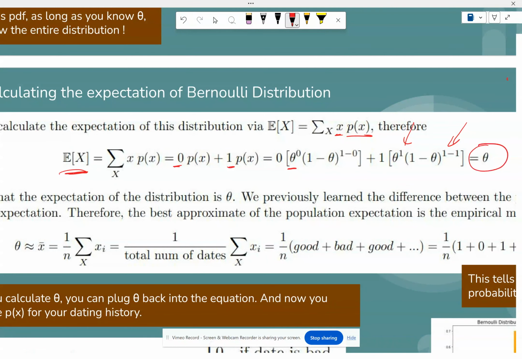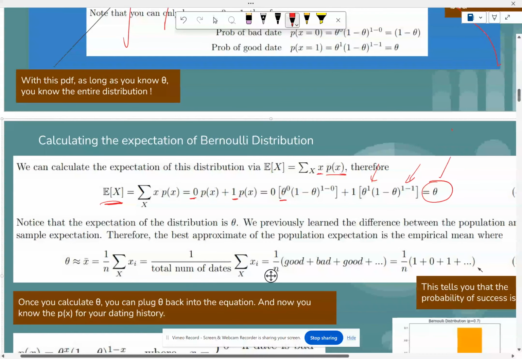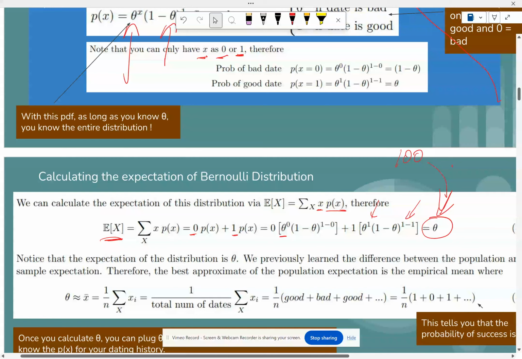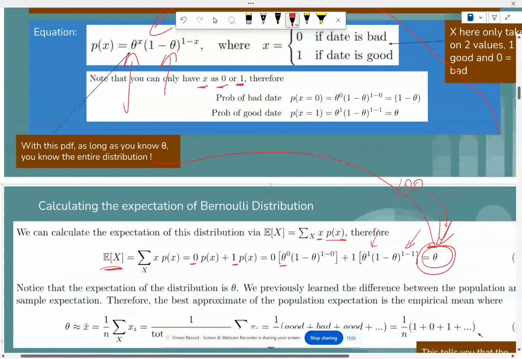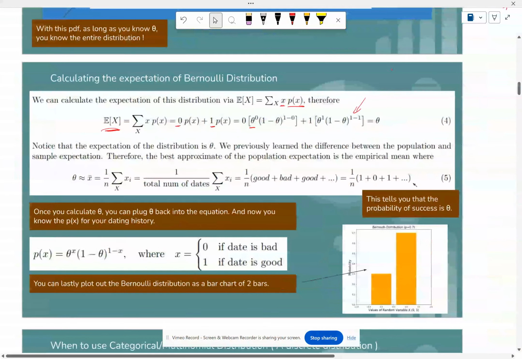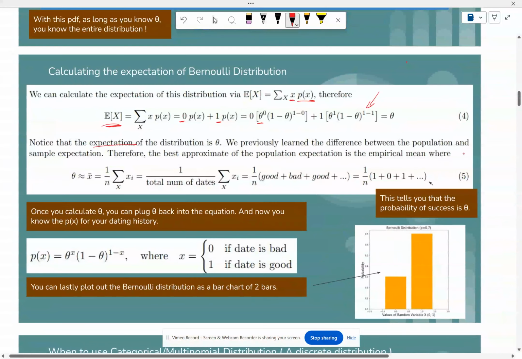So if you know the average value, let's say you have, like I told you, 100 dates, and you know the average successful rate, which will be theta, that allows you to identify theta and then plug it in here. So now you have two ways to identify theta. And once you know theta, you know the P of x. If you have P of x, then great. Notice that the expectation is just theta.